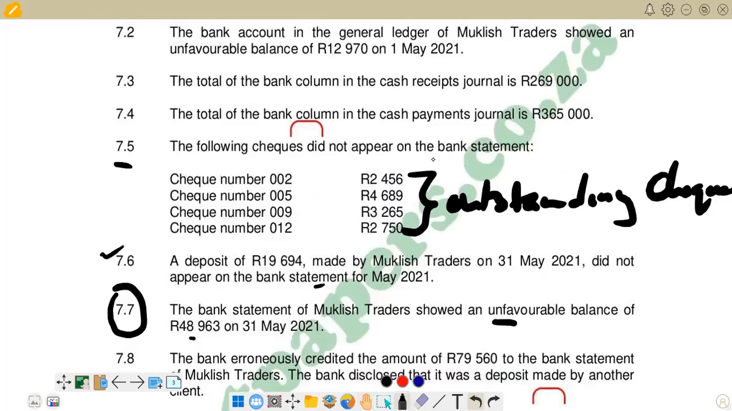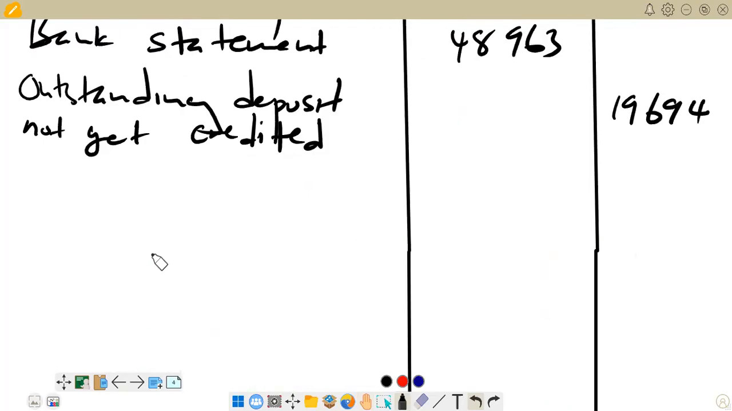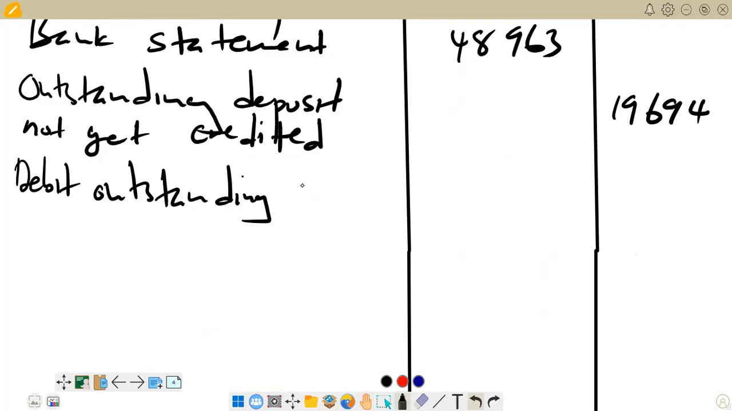The following checks did not appear on the bank statement. So we are going to list all the checks that are there on the debit side of the bank reconciliation statement. So we come here. Then we say debit. Debit outstanding checks. And then we have got check number. We just list with their numbers. We'll go back to check their numbers.